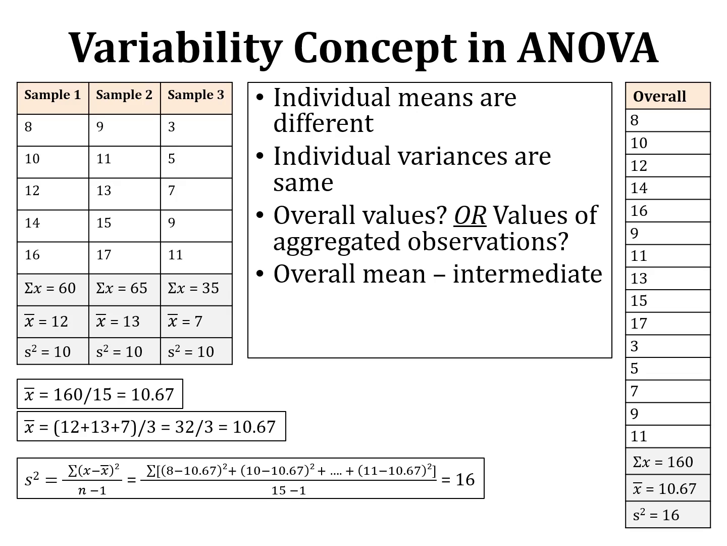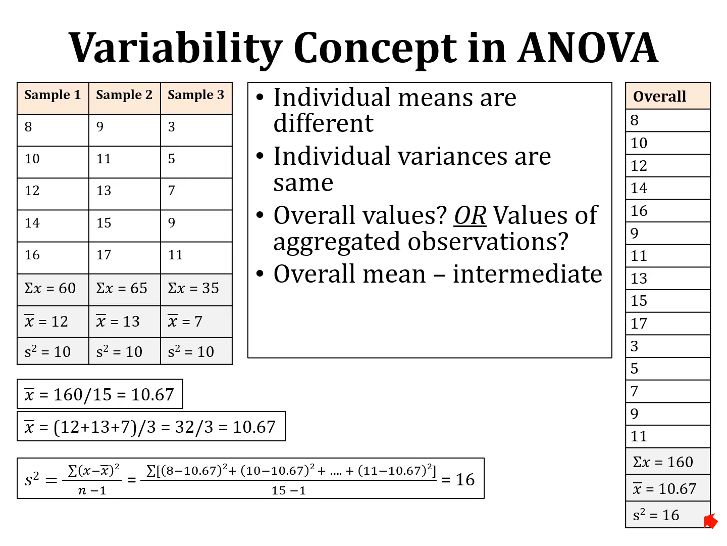And the last of these observations is 11, so 11 minus 10.67, we take the square. Now we take the sum of all these individual deviations from the mean value, and that is our sum of squares. We divide it by the degree of freedom, which is 15 minus 1 in this case, and the answer is 16. So 16 is the value of variance in this case.